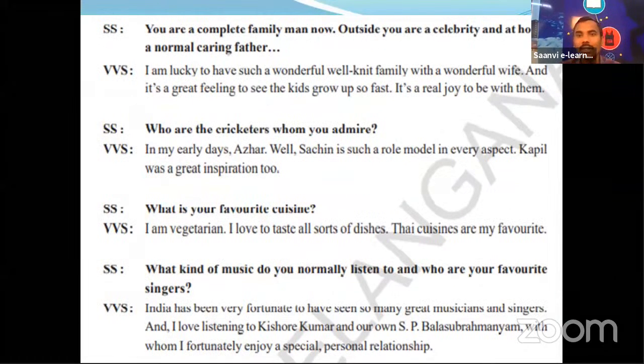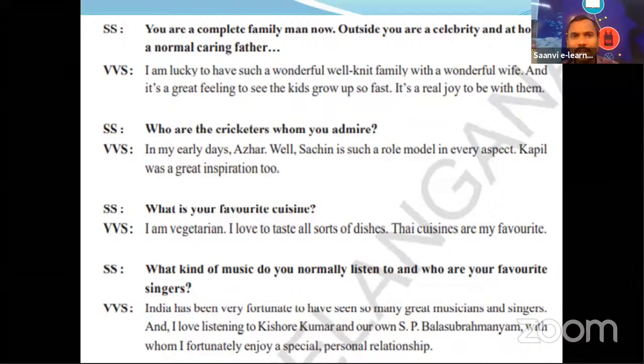And here we go with the lesson, the remaining part of the lesson from where we stopped in the previous session. So Sports Star, who is interviewing VVS Lakshman in this lesson? Sports Star, it's a channel. You watch India, Australia matches on the Sports Star channel, isn't it? You are a complete family man now. Outside you are a celebrity and at home a normal caring father. You are a complete family man now.